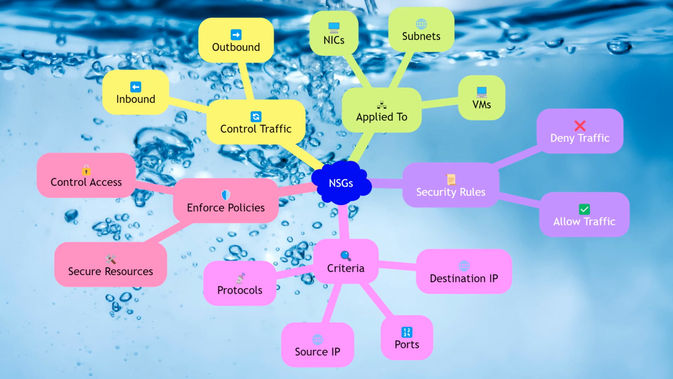NSGs are used to control inbound and outbound traffic to network interfaces, NICs, VMs, and subnets. They contain security rules that allow or deny traffic based on source and destination IP addresses, ports, and protocols. By associating NSGs with subnets or NICs, you can enforce security policies and control access to your resources.